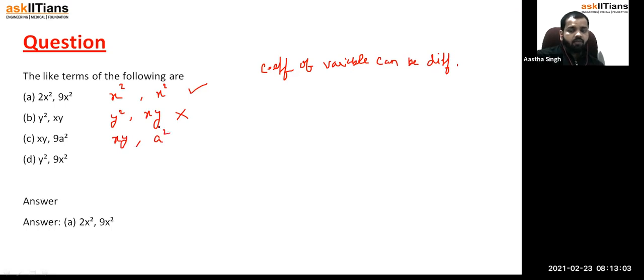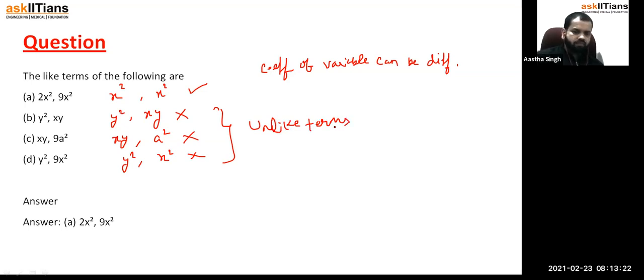Here is your first term xy and your x square. We are just checking the variable, right? So these are not the same. y square and x square, these are not the same. These are all unlike terms. Unlike terms. Why? Unlike terms means the variable is different, right? So the answer of this question will be your first.